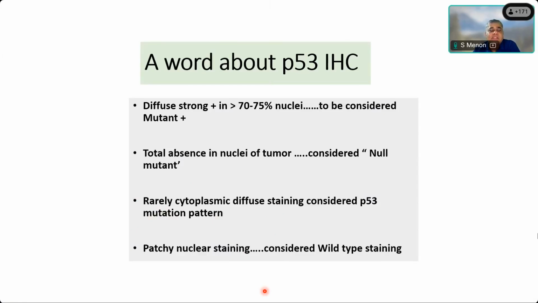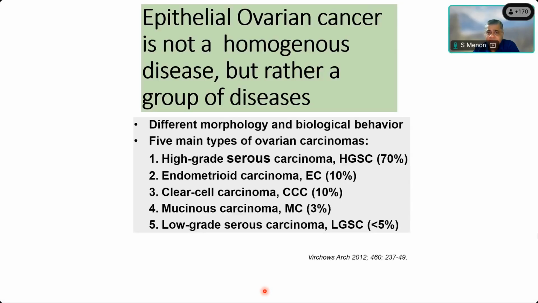And the importance is once you call it high grade, they are going to give chemotherapy and then do surgery. Whereas if you call it low grade, they'll probably try and do an upfront surgery and try to remove as much tumor as possible. So this is a very, very basic ovarian cancer which you are looking at.